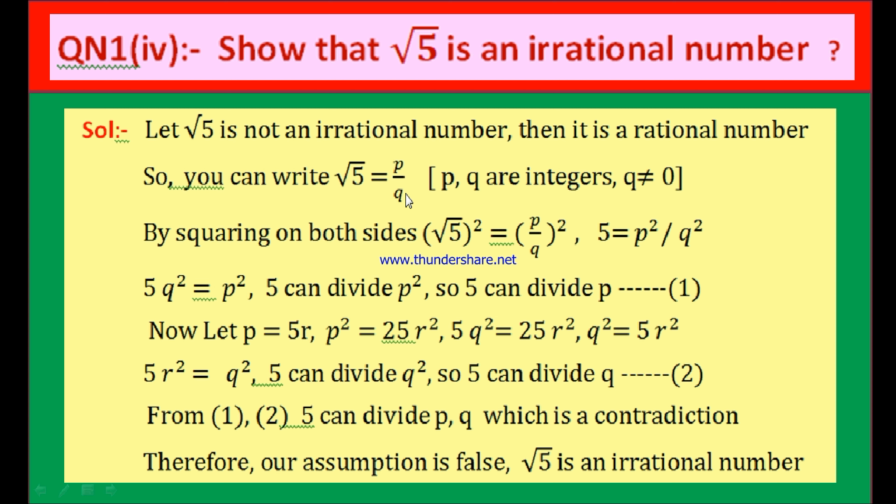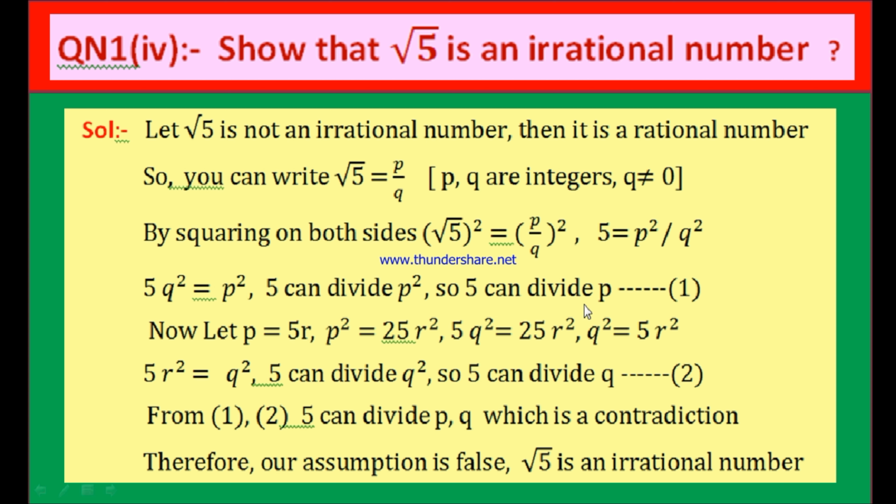Do you know what is meant by co-primes? Co-prime means they should not have common factor. They should not have a single common factor except one. Then only they are called co-primes. If you write p by q as a fraction, p and q should be in their simplest form. Simplest form means there should not be common factor.